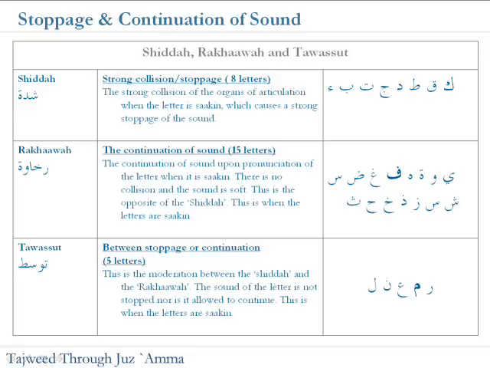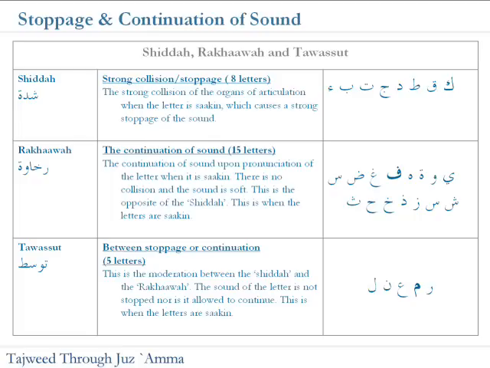So the first one, the strong collision or stoppage, the strong collision of the organs of articulation when the letter is sakin, which causes a strong stoppage of sound. So an example of that, if we take the kaf, which is in bold, when it's with the sukun, it will have a sound of, for instance, ak, ak, ak. So it's a sudden stoppage and collision of sound.